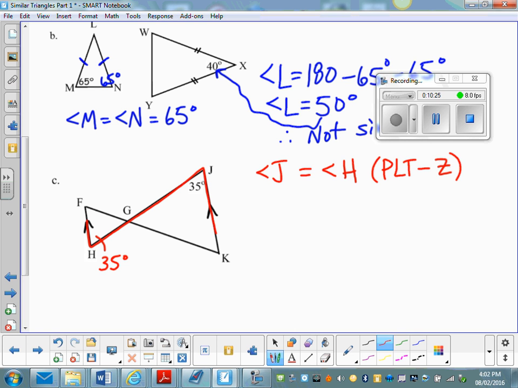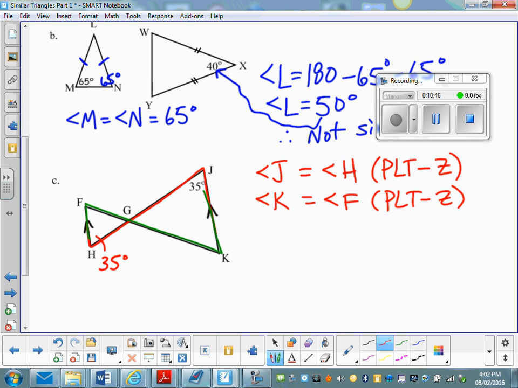And then angle K in the triangle on the right is equal to angle F for the same reason, because I have a Z pattern here. So I know that those two angles, whatever they are, have to be equal to each other as well.